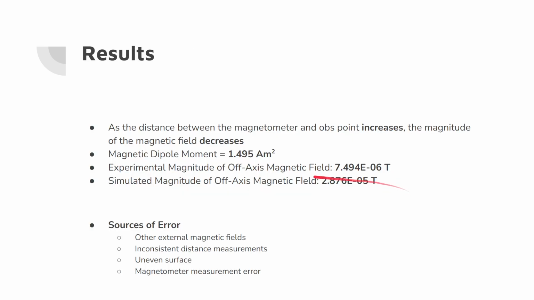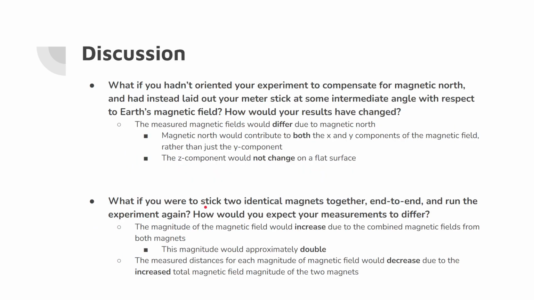So the results here: as the distance between the magnetometer and observation point increases, the magnitude of the magnetic field decreases. The magnetic dipole moment is approximately 1.5 ampere meter squared, and then the experimental and simulated magnitude of the off-axis magnetic field have about an 85% difference, so pretty massive. And then our possible sources of error: other external magnetic fields, inconsistent distance measurements, uneven surfaces, and magnetometer measurement error. Plenty of other stuff that could have happened.